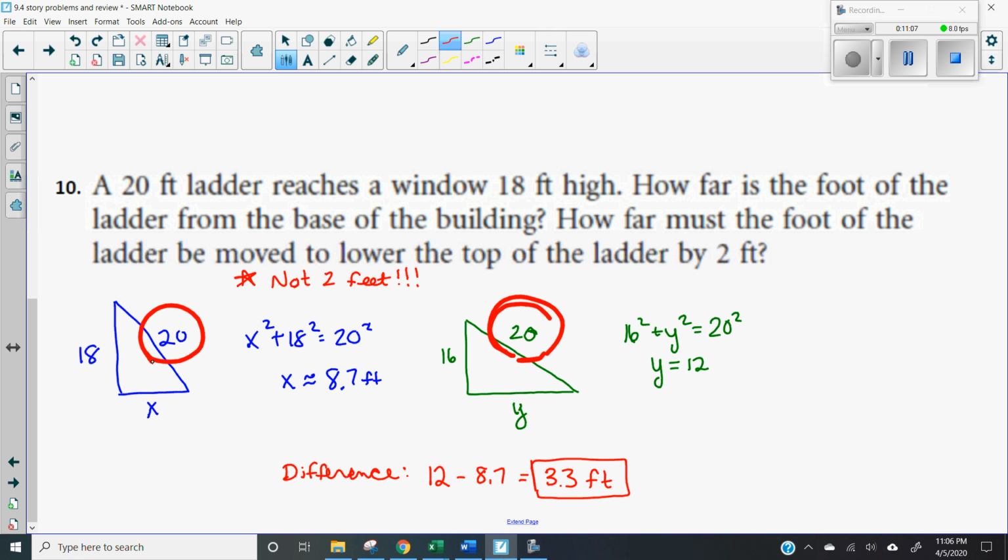Don't forget to actually answer the question at the end. It's not 12, it's the difference between 12 and 8.7, or 3.3.